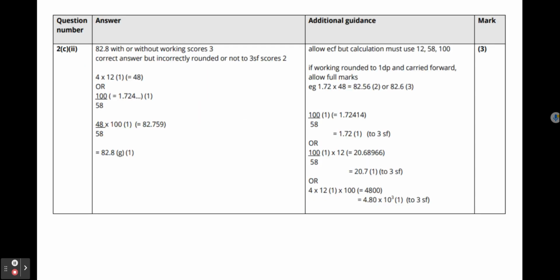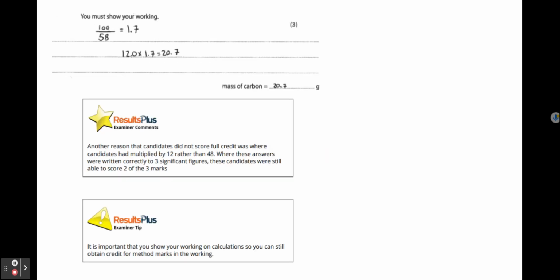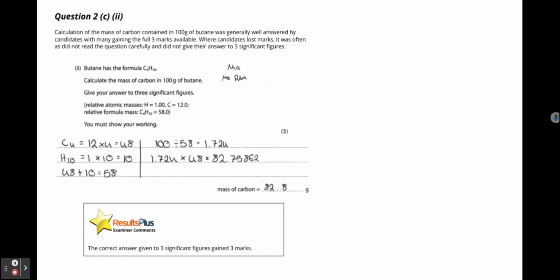So we're going to say 4 times 12 is 48 for 1 mark. Then we're going to do 48 divided by 58 times by the 100 to give us 82.8 grams. Okay, it's a bit like calculating a percentage. We do 48 out of the total 58 times by 100, it gives us 82.8. Okay. So in terms of actual answers, there's a correct answer here.